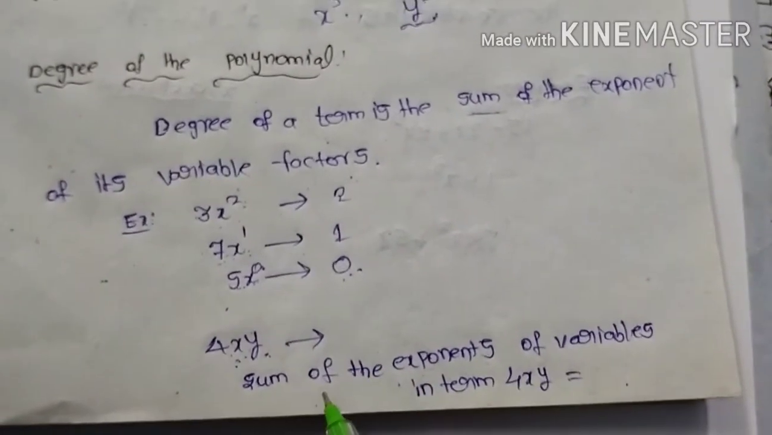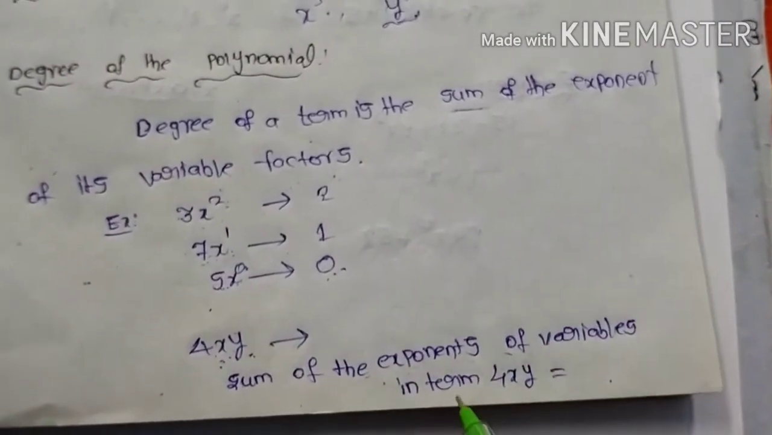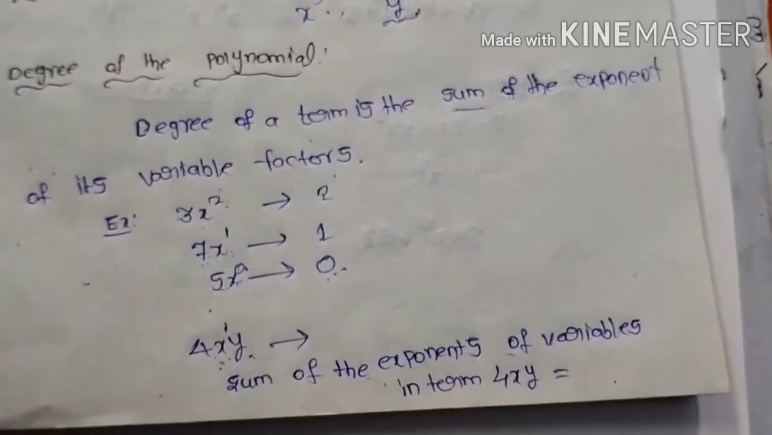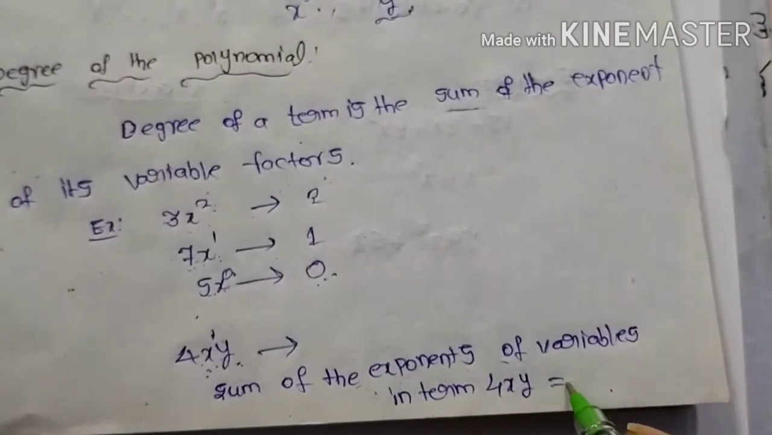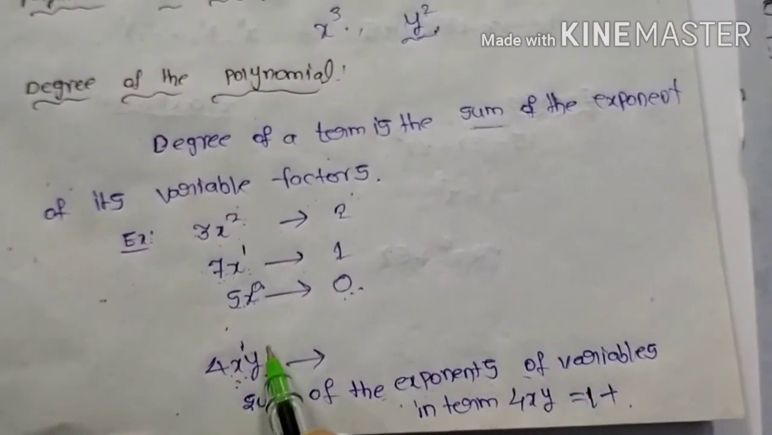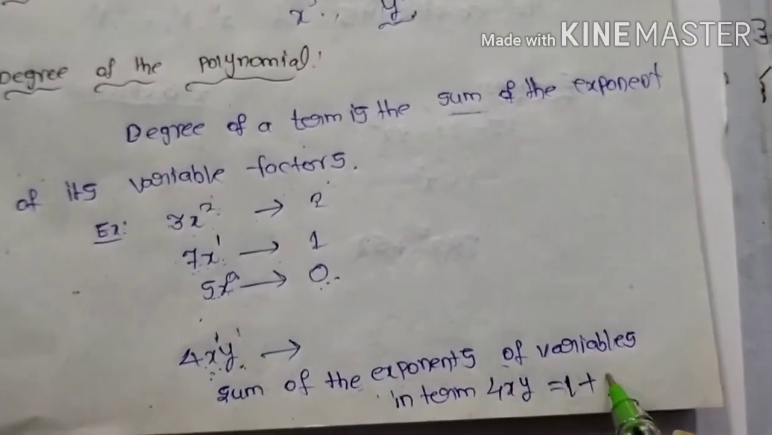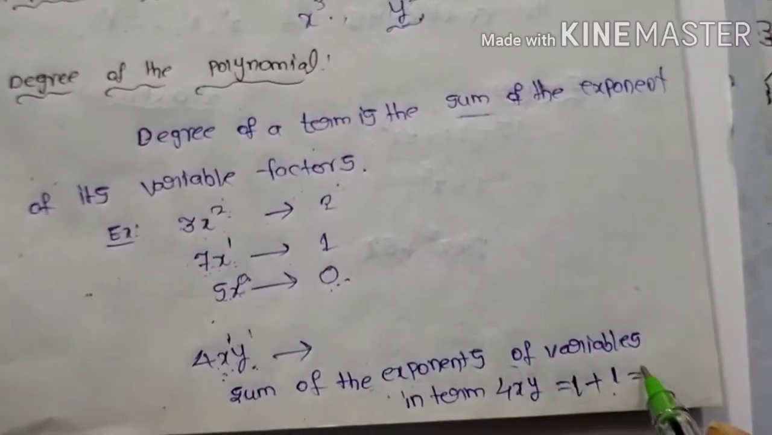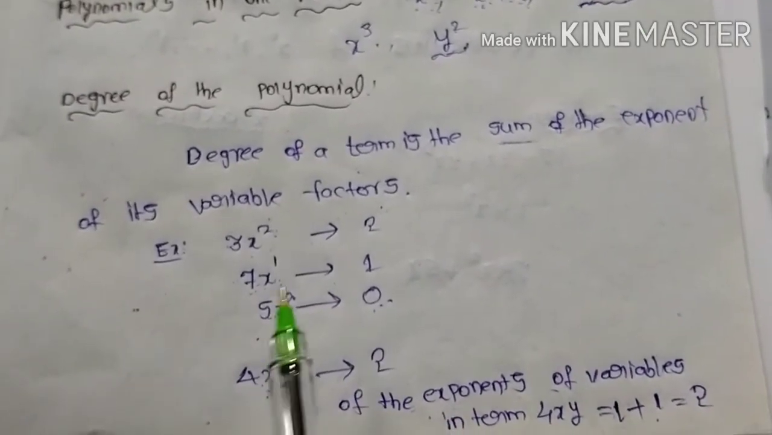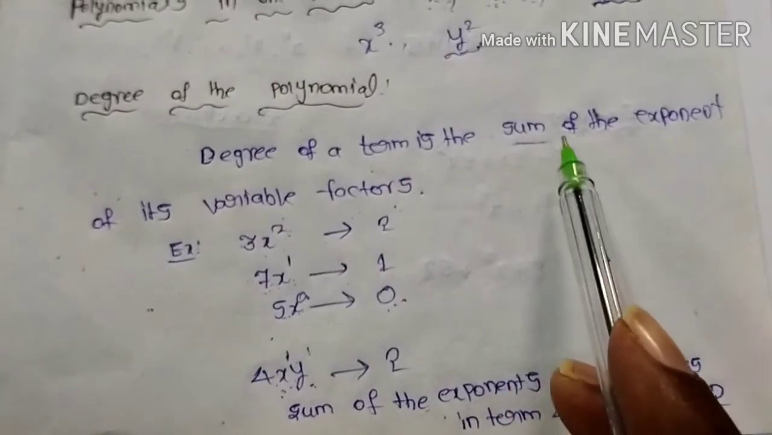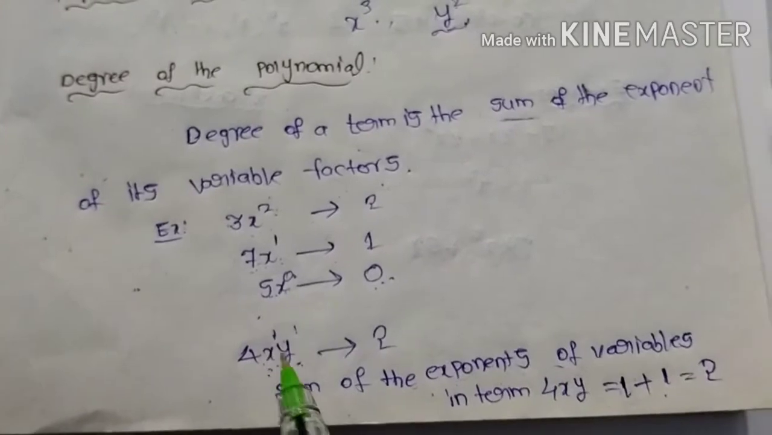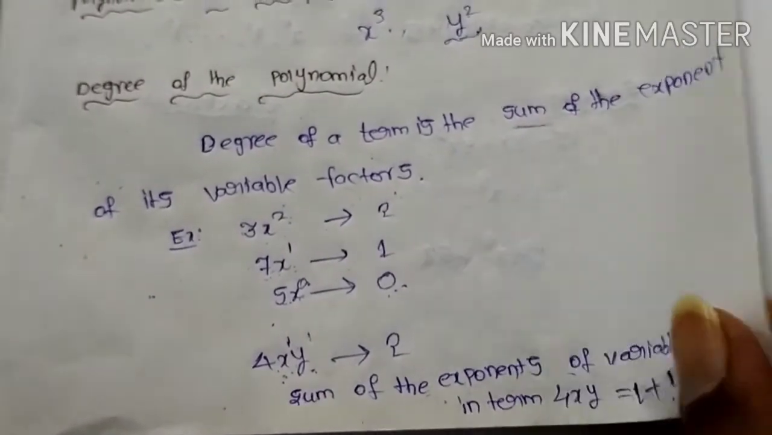So I am writing here: sum of the exponents of variables in the term 4xy. What is the x power here? X power 1, or not? Yes, so you can write 1 plus, sum means we can add it. What is the y power here? 1, or not? So you can write 1. That means 1 plus 1 is how much? 2. That means the degree is 2. You can remember, the degree of the term is the sum of the exponents of its variable factors.